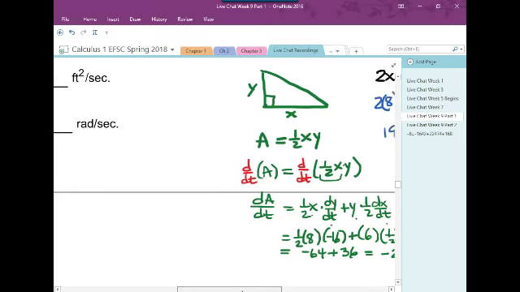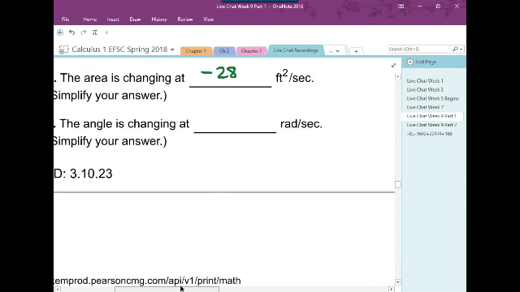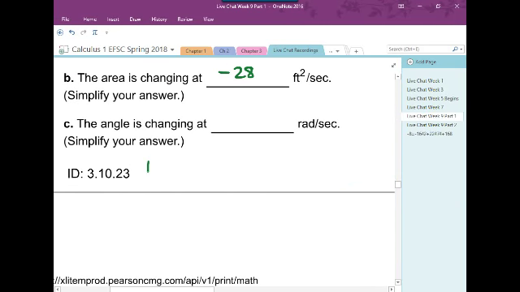Okay, so I'm going to make myself a little room over here. I'm going to draw my picture again. Here's theta, here's y, and here's x. So we just talked about how the tangent of theta is going to be y over x. So that gives us a relationship between the x, the y, and the theta, but we are trying to find the rate at which theta is changing.